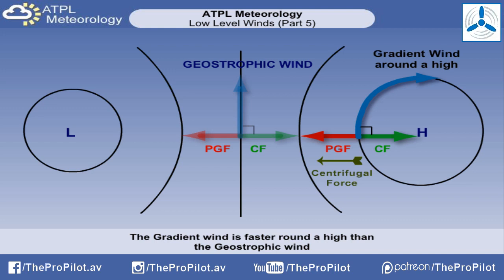Therefore, as a result of the additional force, the gradient wind around a high is faster than the geostrophic, even though the isobar spacing of the two winds is the same. The gradient wind is a truer indication of what the wind is actually doing. So around a centre of a high pressure, just remember that the gradient wind is slightly faster than the geostrophic wind.